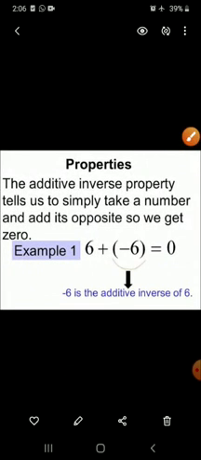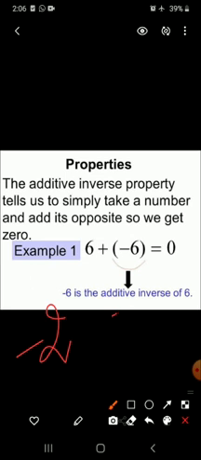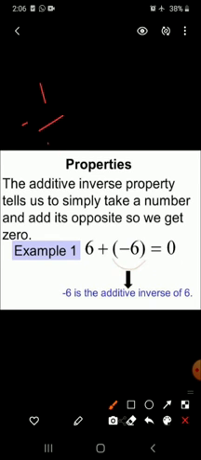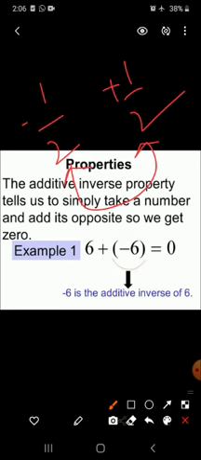Next one is the inverse properties. The additive inverse property tells us to simply take a number and add its opposite so that we get 0. The opposite number is nothing but changing the sign and writing the same number. For example, for minus 2 the opposite number will be plus 2. For plus 2 the opposite number will be minus 2. For minus 1 by 2 the opposite number will be plus 1 by 2. Understood?